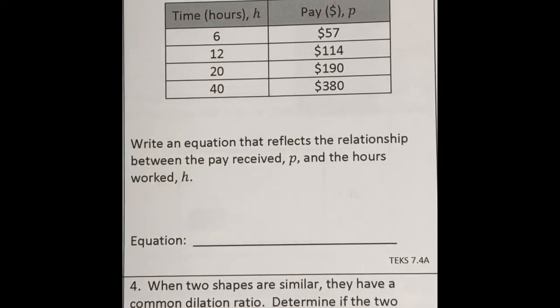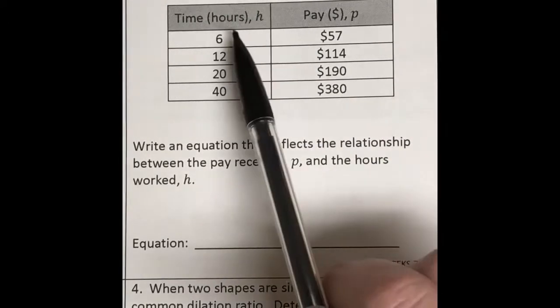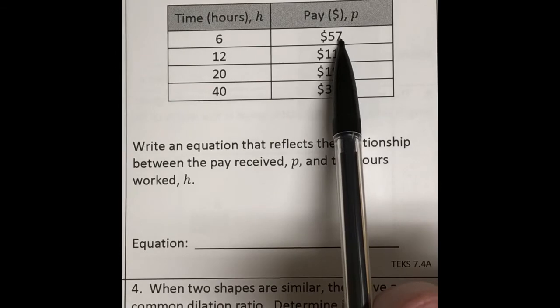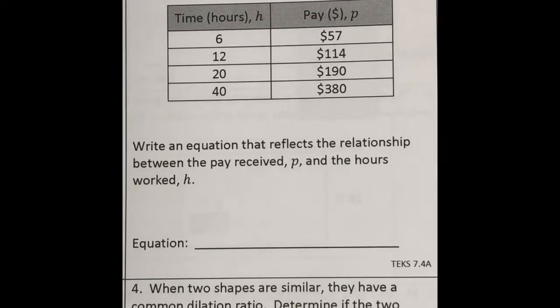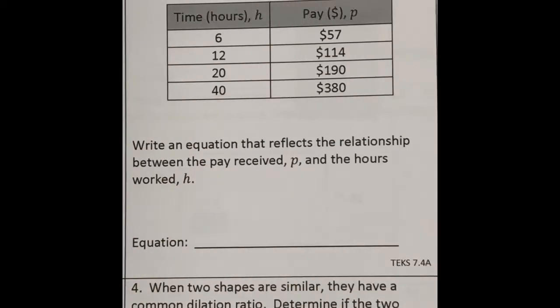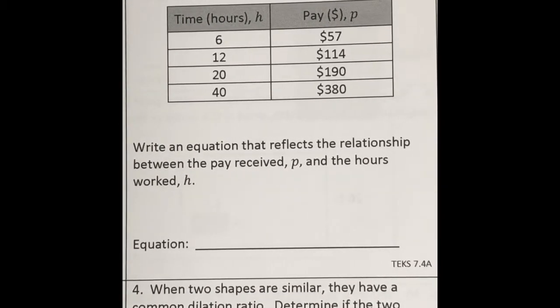Okay, here's another one. It says, Lori kept a record of the time she worked and the amount of pay she received. So for 6 hours, she received $57. 12 hours is 114, and so on. It says write an equation. So this time it wants you to write an equation that reflects the relationship between the pay received and the hours worked. One thing we need to do is figure out what is happening every single time, so let's just do some division.